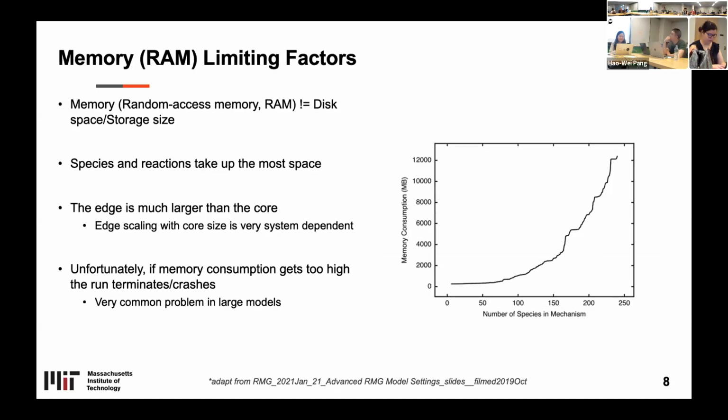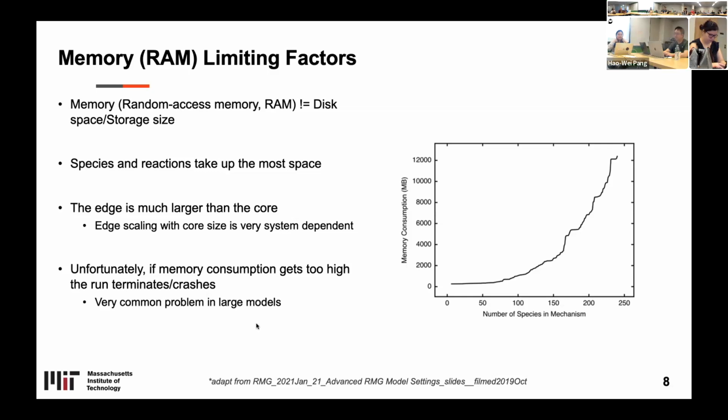Next, we're going to talk about the RMG memory limiting factor. One thing I want to stress is that memory, or RAM, is not equal to the disk space or the storage size. Your computer could have a lot of disk space, say 500 gigs, but that doesn't mean it has that much memory. The memory is usually 8 gigs or 16 or 32 if you have.